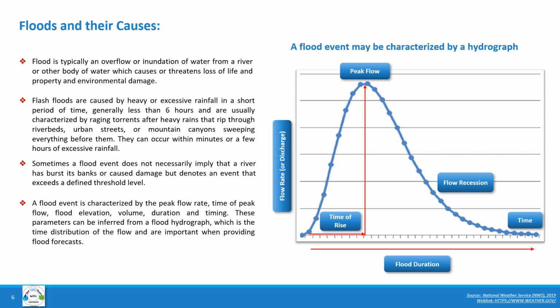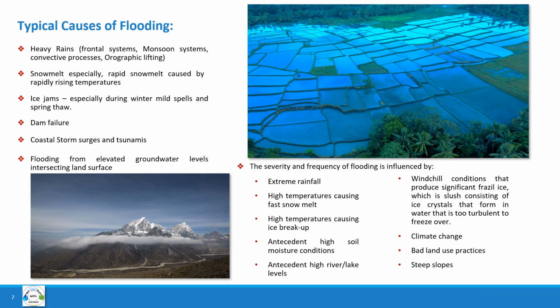Typical causes of flooding are heavy rains, which can be caused by frontal systems, monsoon systems, convective processes, orographic lifting, snowmelt, especially rapid snowmelt caused by rapidly rising temperatures, ice jams, especially during winter mild spells and spring thaw, dam failure, coastal storm surges and tsunamis, and flooding from elevated underground levels intersecting the land surface.